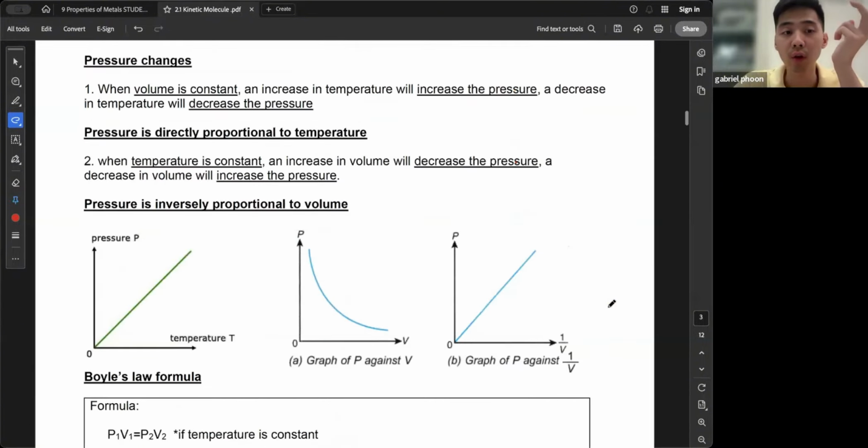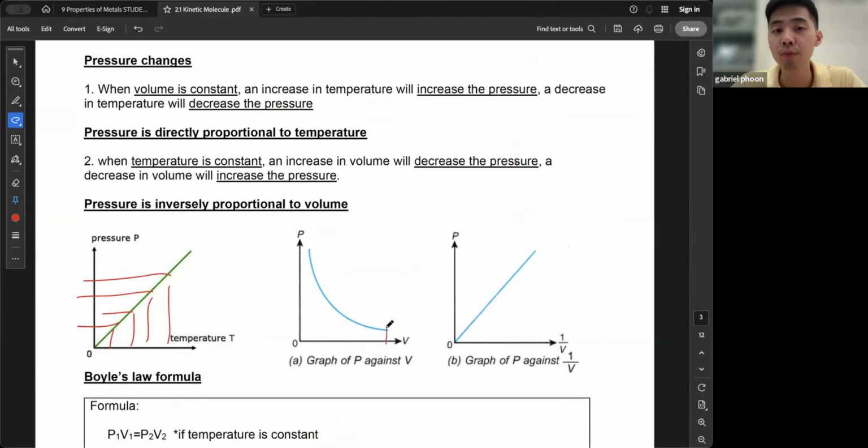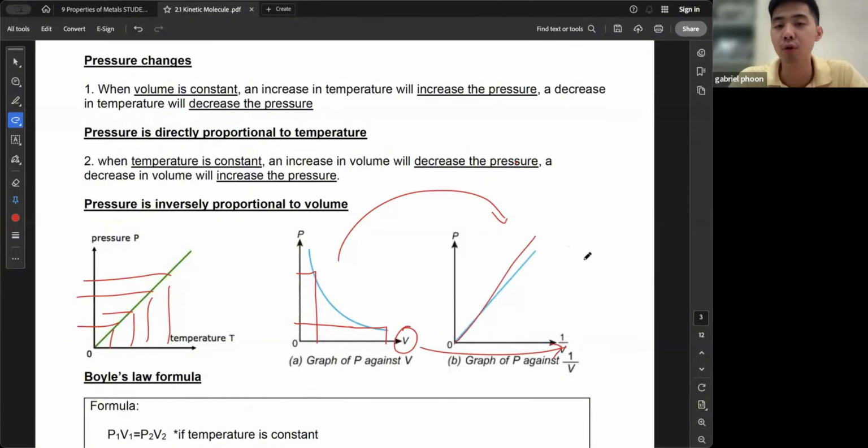Okay, so if you look at the graphs, this kind of makes sense. The higher the temperature, the greater the pressure. But for volume, they are inversely proportional, meaning at high volume there'll be low pressure, but at low volume, when you compress the balloon already, they'll have a relatively high pressure. So what I can do is just inverse the V. If I inverse the V to become 1 over V, I can get a directly proportional graph again, proving that this is inversely proportional. Make sense?